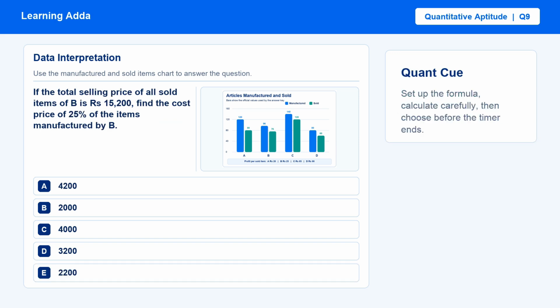Question 9. If the total selling price of all sold items of B is rupees 15,200, find the cost price of 25% of the items manufactured by B. Option A, 4,200. Option B, 2,000. Option C, 4,000. Option D, 3,200. Option E, 2,200. The timer starts now.